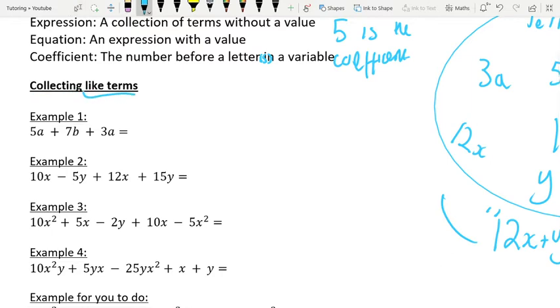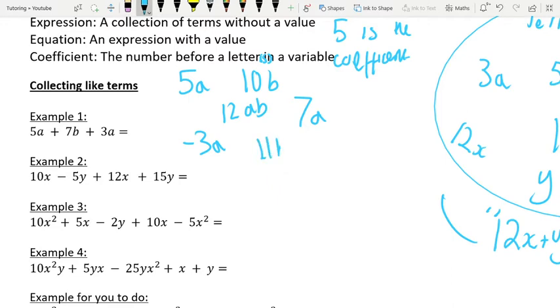This term here you may have heard before, collecting like terms. If you have 5a, 10b, 12ab, 7a, minus 3a, 11b squared. So the like terms are the letters which are the same.